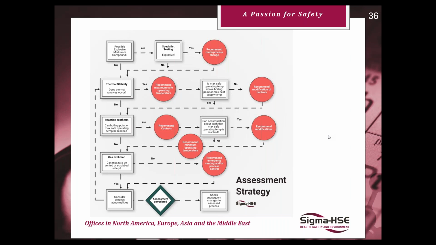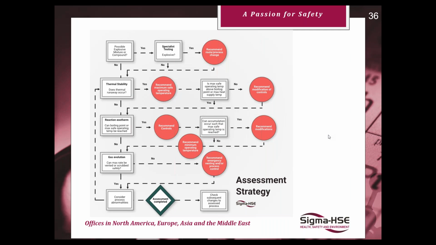Then we come to reaction exotherms, such as reaction calorimetry. If your reaction proceeds uncontrolled, are you going to generate a load of vapor from boiling your solvent? Are you going to reach a decomposition onset? What kind of controls can you put in place? How can you optimize your process so the risk of that happening is much reduced?